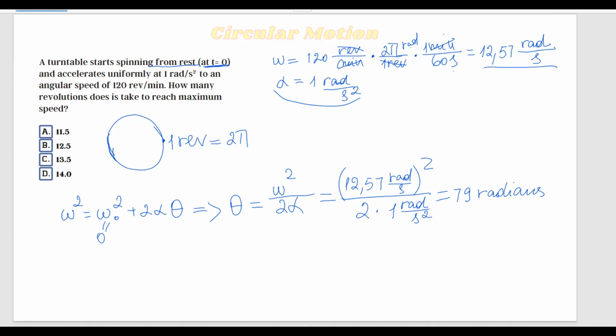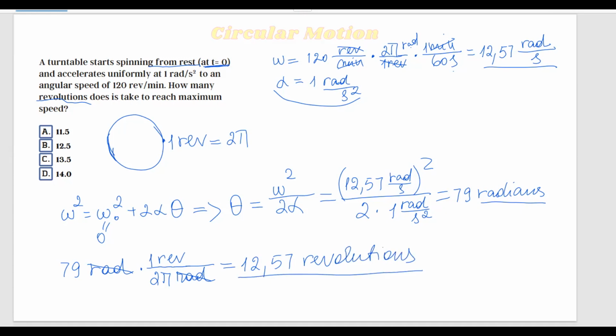The problem is asking how many revolutions. So we have gotten our angle in radians. Now we have to come back and say 79 radians, how many revolutions is that? So again, 1 revolution is equal to 2 pi radians. Now radians with radians go away, and we have 79 divided by 2 pi. So I'm getting 12.57 revolutions. This is my final answer.